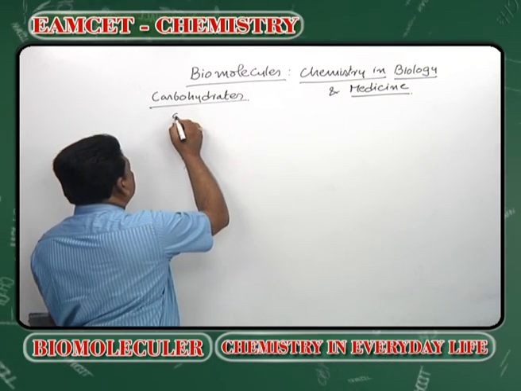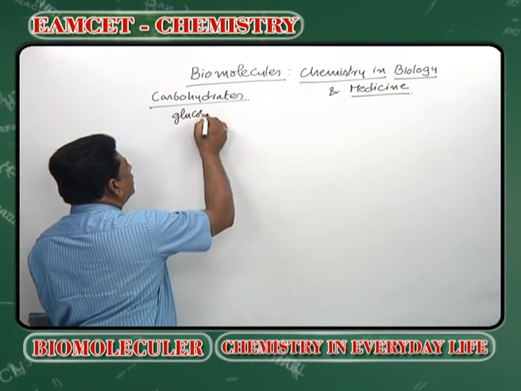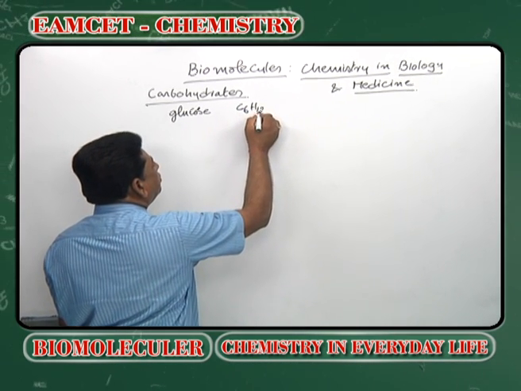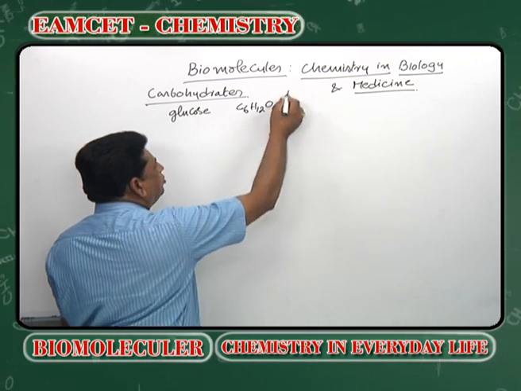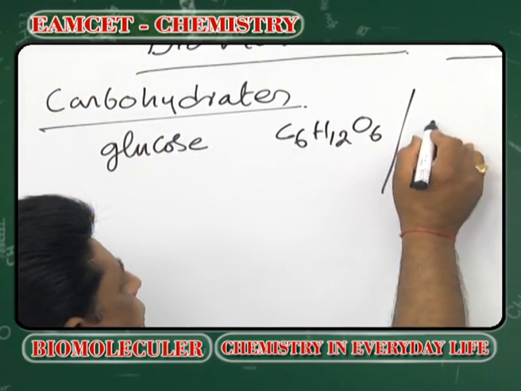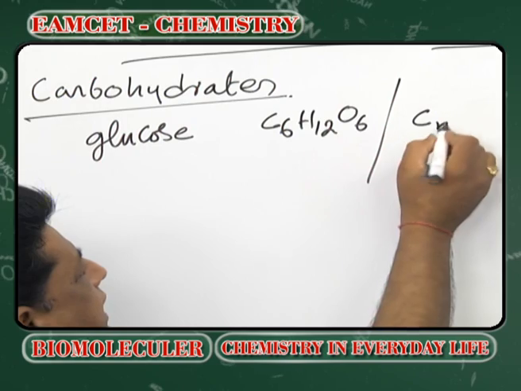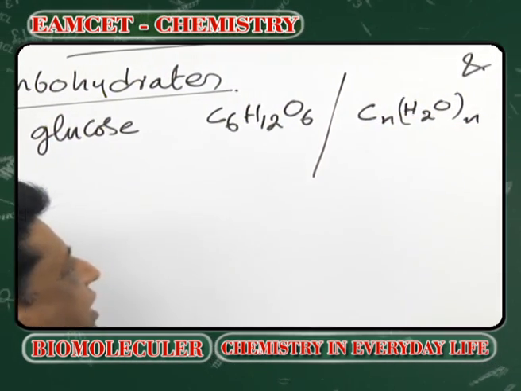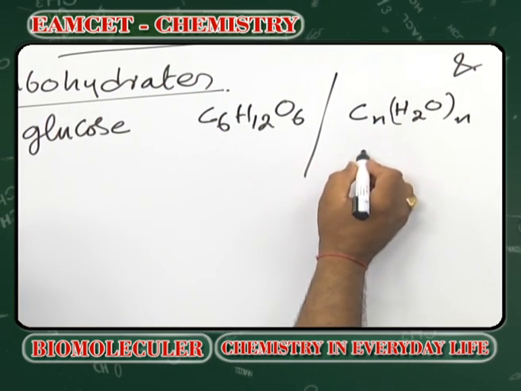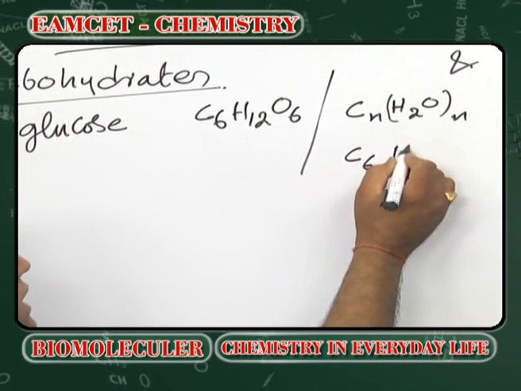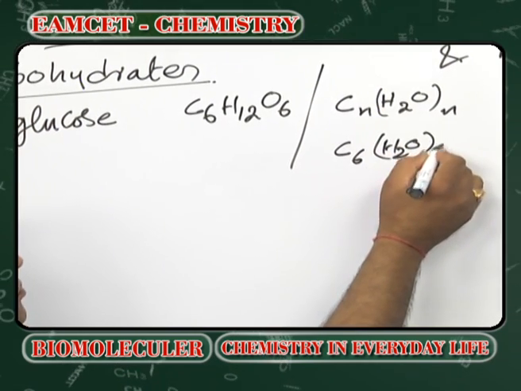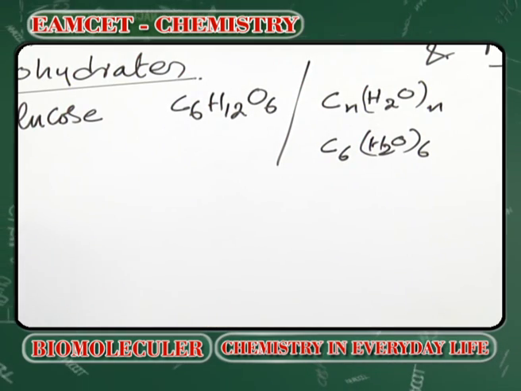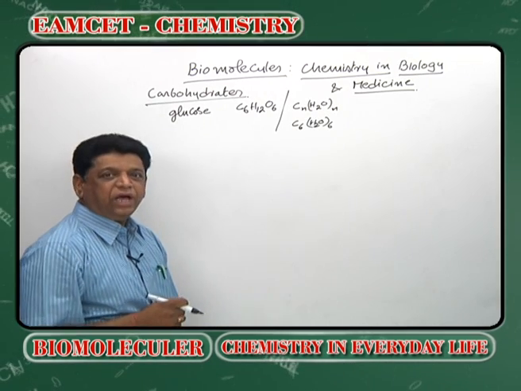Examples like glucose. Glucose is a carbohydrate which has the formula C6H12O6. In fact, this can also be written as C6(H2O)6, that is Cn(H2O)n where n is 6. If you take 6 carbons and 6 H2O, it looks like 6 water molecules are attached to the carbon. That's why they are named carbohydrates.